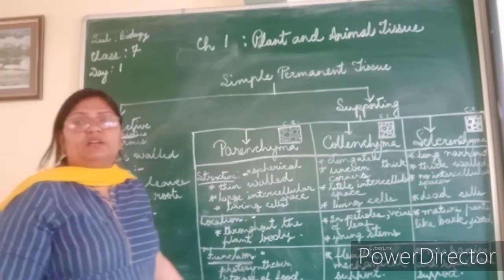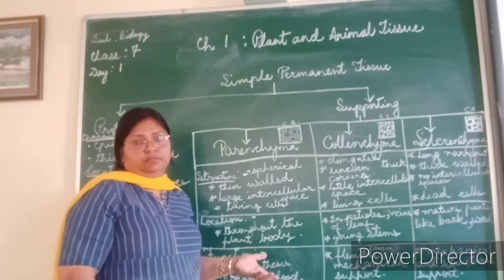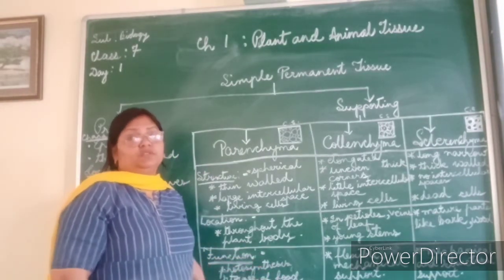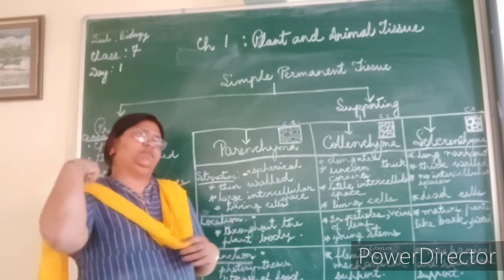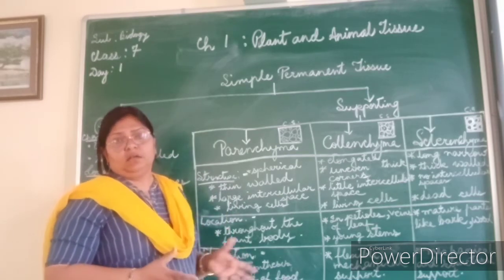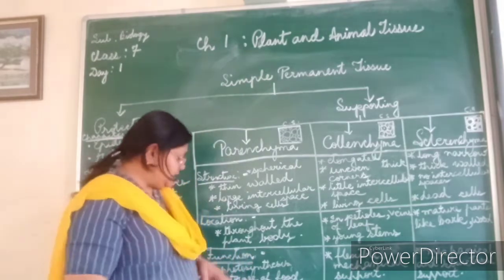Function. Its function is photosynthesis, because if it has chlorophyll in it, it may also perform the function of storing food, as you see in potato, mostly the edible part of the fruits, the apple, the potato, all these are parenchymatous cells. So, they store food for the plant.